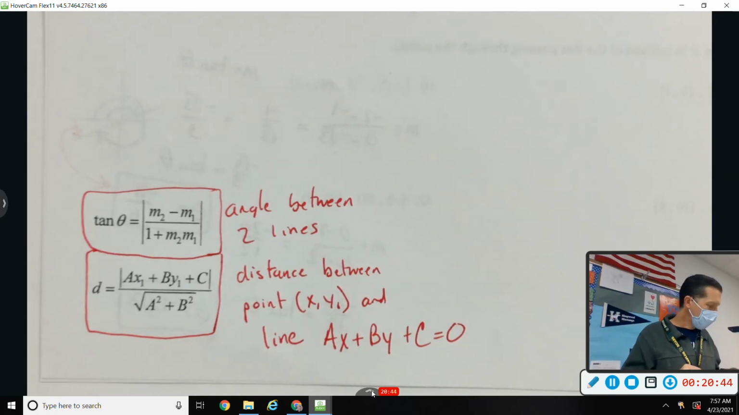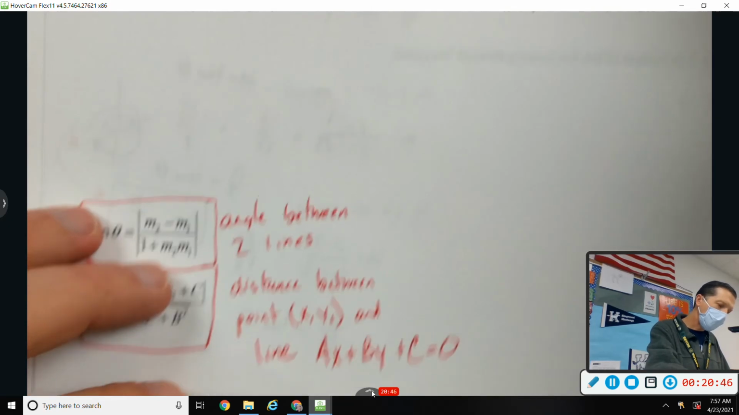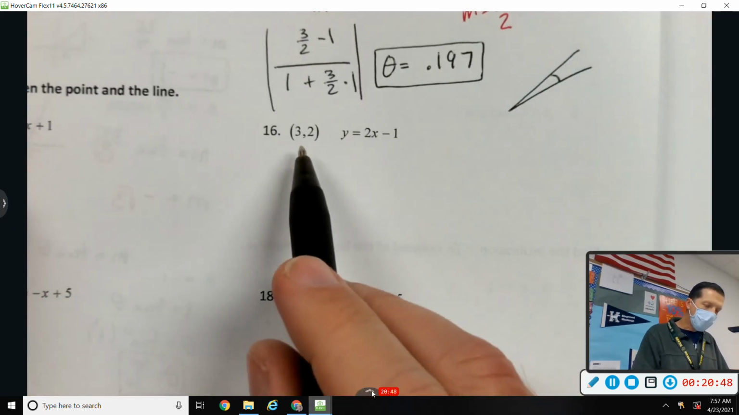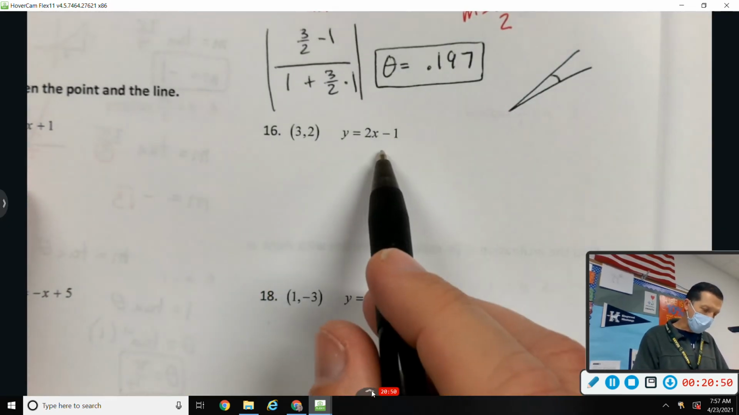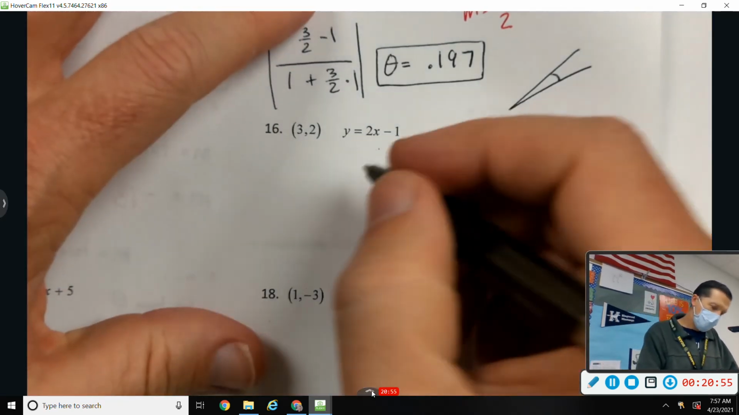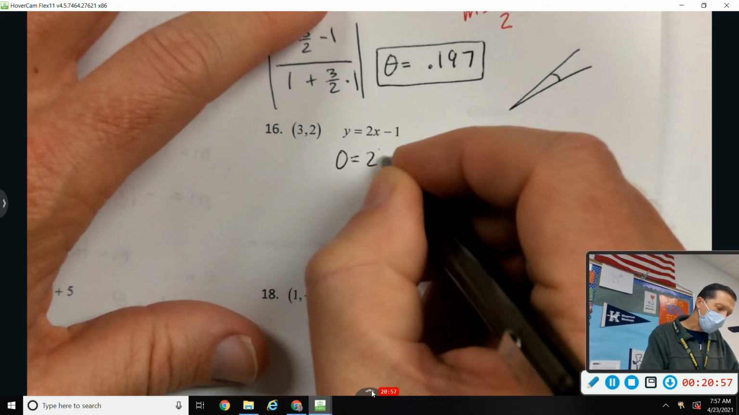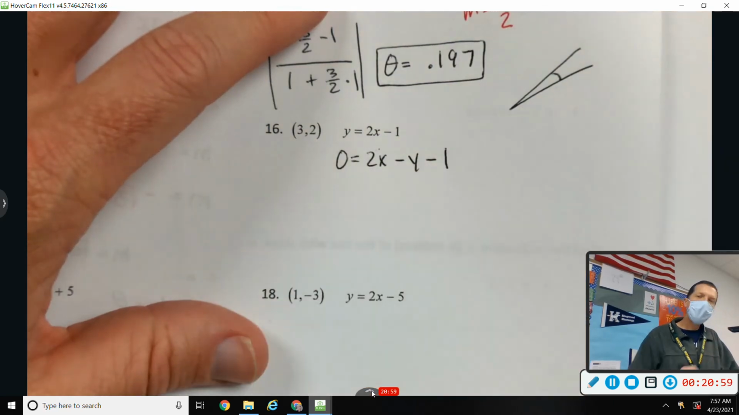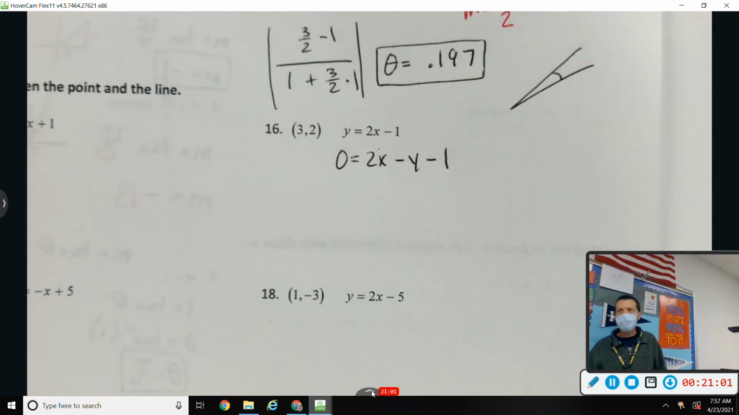So let's do number 16. I've got the point, I've got the line, but it's not in standard form. I just need to make it equal 0. So I'll subtract the y over and put things in the right order: x, y, number.